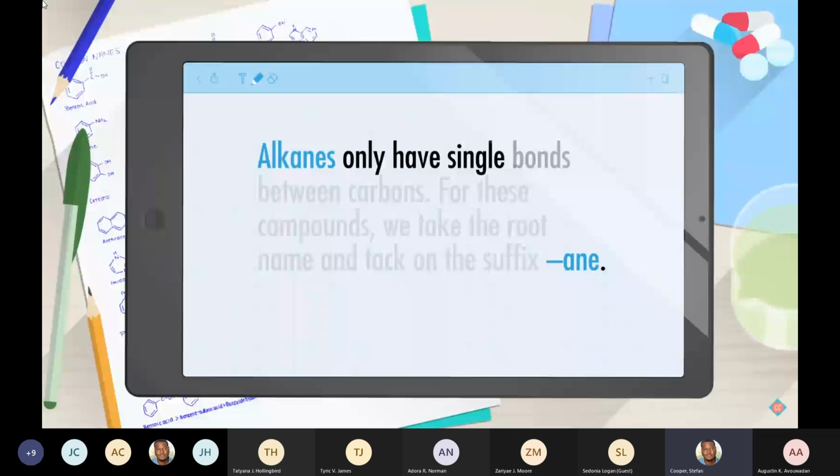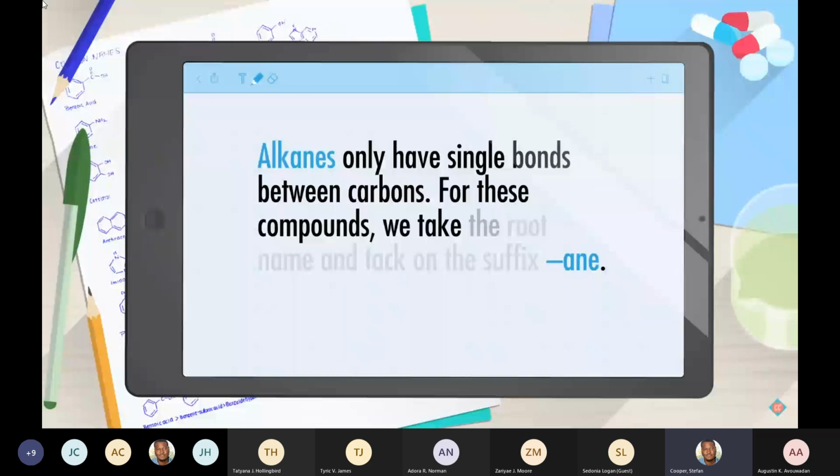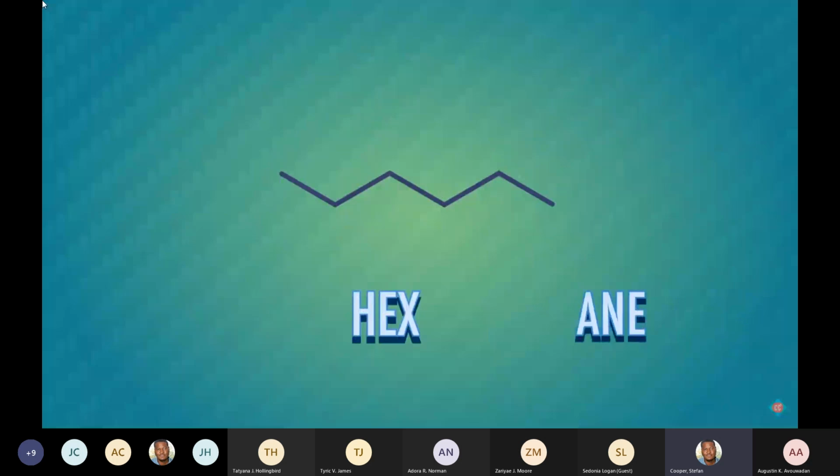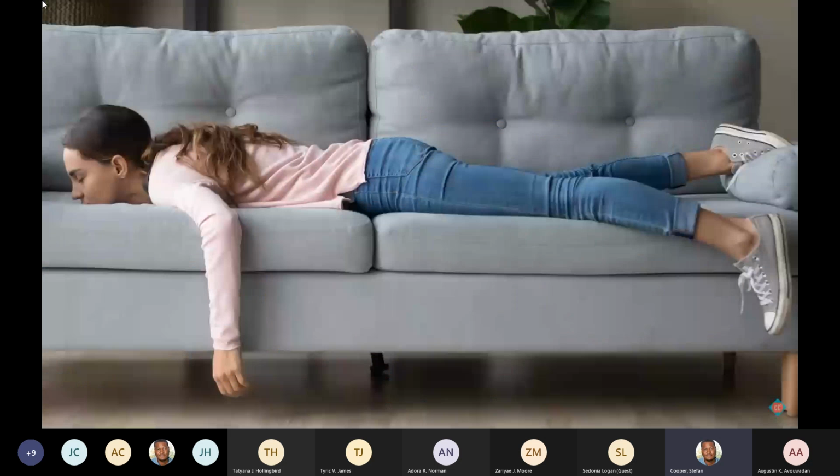Alkanes only have single bonds between carbons. For these compounds, we take the root name and tack on a suffix, -ane. For example, this skeletal structure is a 6-carbon chain, so the root is hex. And because there are only single bonds, it's an alkane, and we add the suffix -ane. It's hexane. Alkanes are kind of boring compared to their hydrocarbon cousins. They're low-energy couch potatoes and don't interact with many other compounds.